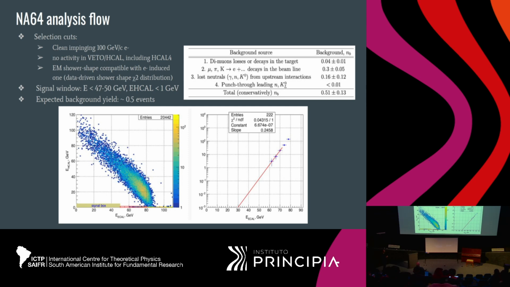Here you have an example of a so-called sideband fit, which is done to extrapolate one of these kinds of background, which is the upstream interaction, which is to say the interaction of the electron within some part of the tracking elements. So this background is evaluated from data, extrapolating an exponential distribution towards the signal box.